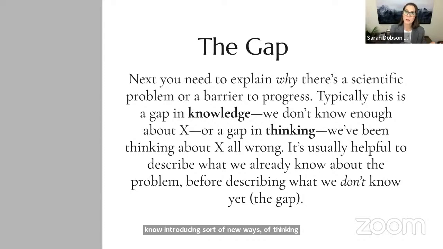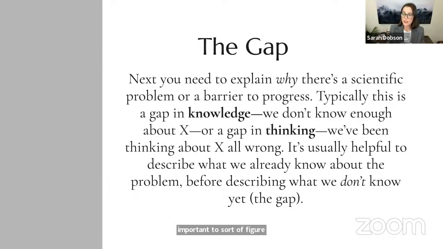And in the same way, you want to be really careful about how you describe a gap in thinking, because typically the people who've thought a certain way about a problem are the ones, or at least some of them will be the ones, who are actually sitting there reviewing your grant. So you always want to be judicious about how you approach this. More often than not, in the types of grants that I see, it's a gap in knowledge, but not always. Sometimes it is a gap in thinking. And it's really important to figure out which one of those you're dealing with.